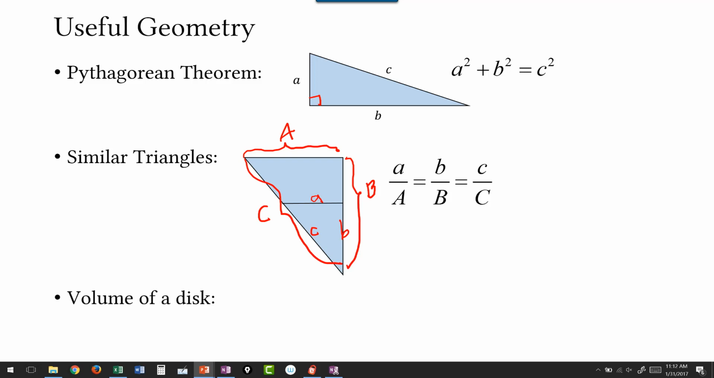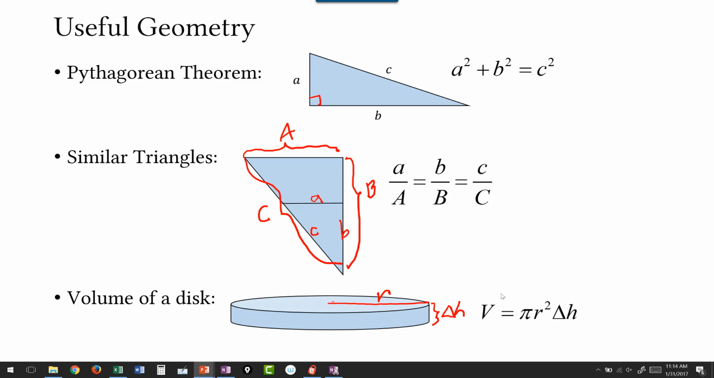Lastly, I wanted to take a look at the volume of a disk, or you can think of this as a really short cylinder. So we'll call this the radius, little r, and the thickness, just because we'll be using this notation a lot later, I'm going to call that delta H for the thickness, or if you like, the height. We get that the volume of the cylinder is the area of the circle, pi r squared, times the thickness, or the height, delta H.